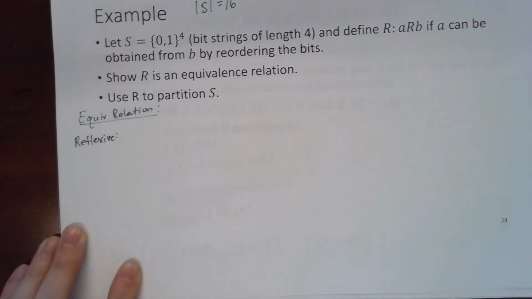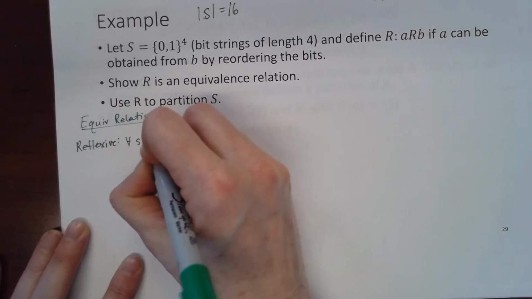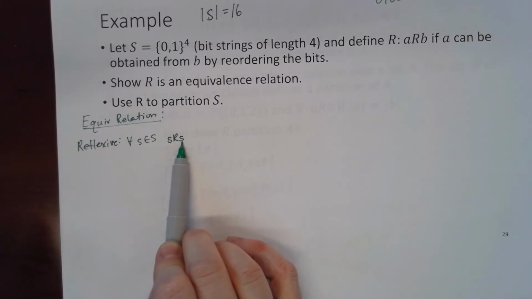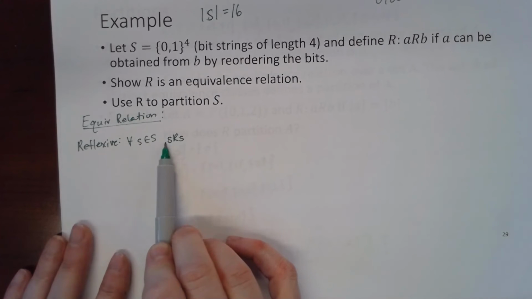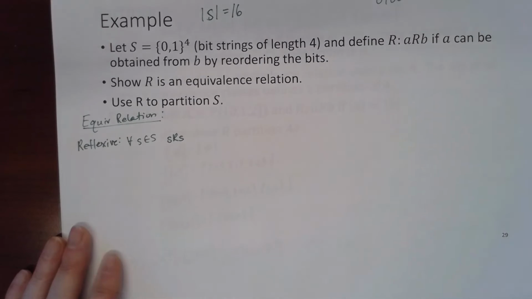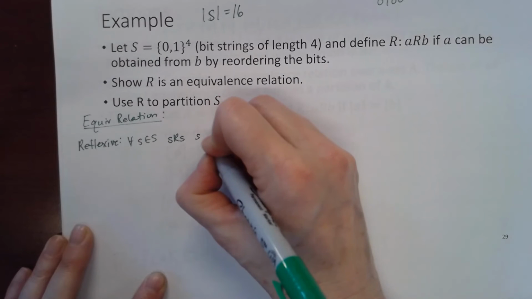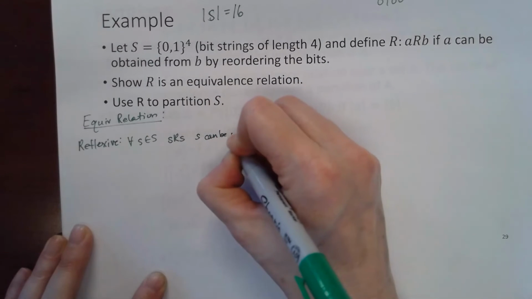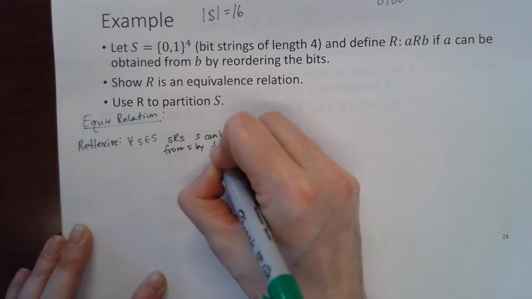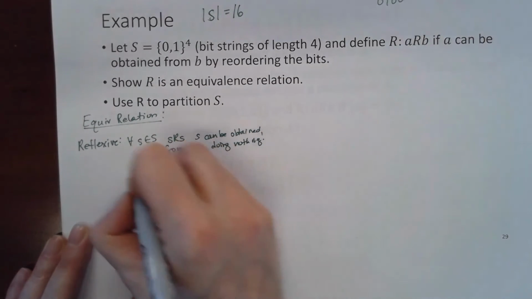Okay, so let's consider reflexive. Would it be true that for all strings in the set S, S would be related to itself? Could I take S and reorder it in some way to turn it into S? Yes, using the do nothing reordering. S can be obtained from S by doing nothing. So clearly it's reflexive.